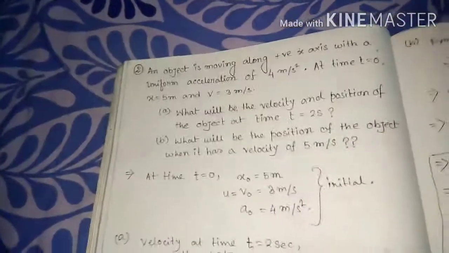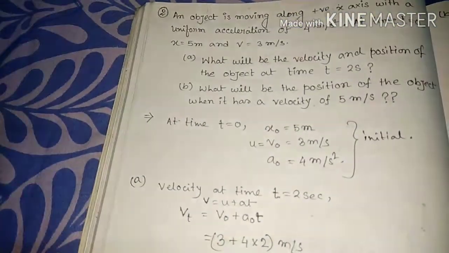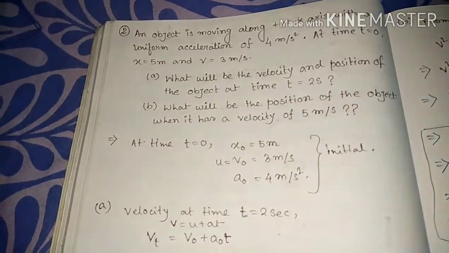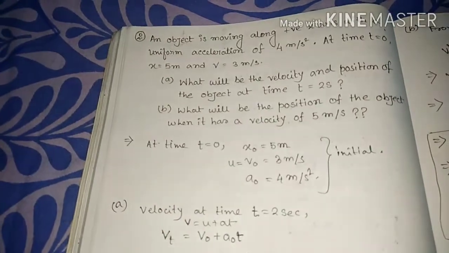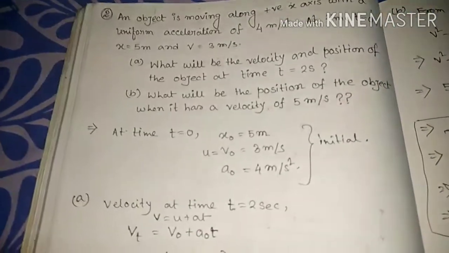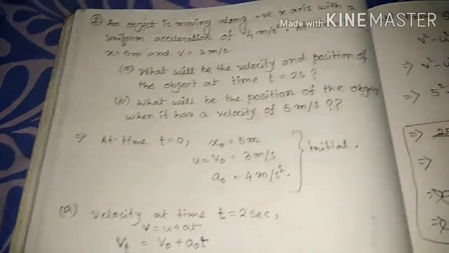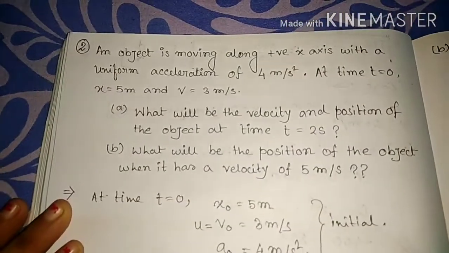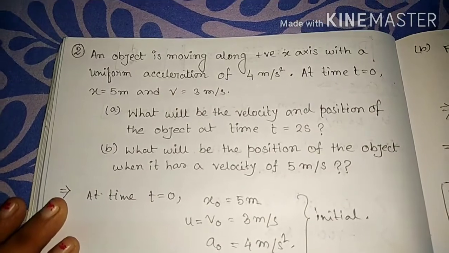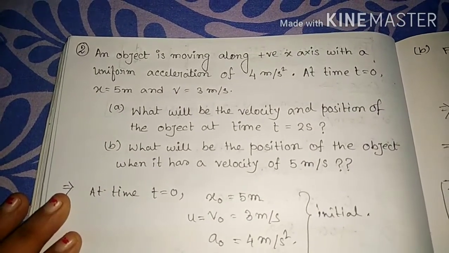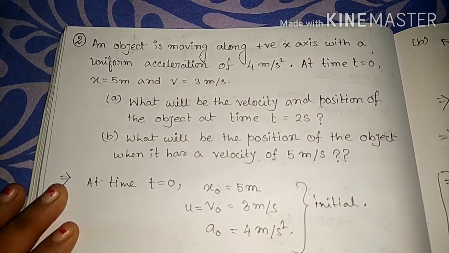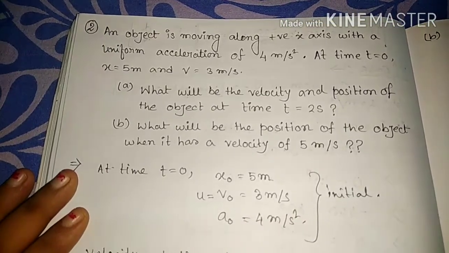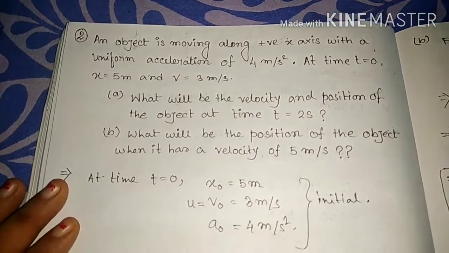Next one is related to kinematics. A few times ago, we proved the second equation in terms of position. That one we used here. What is very interesting, this one: an object is moving along a positive x-axis with a uniform acceleration of 4 meter per second square. At time t equals 0, x equals 5 meter and v equals 3 meter per second.